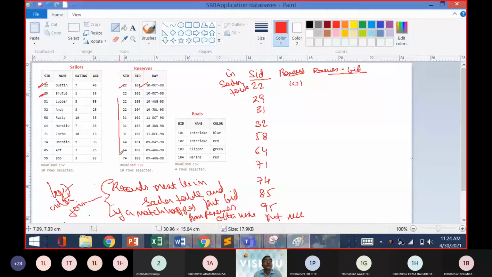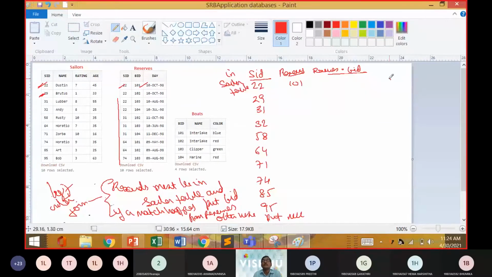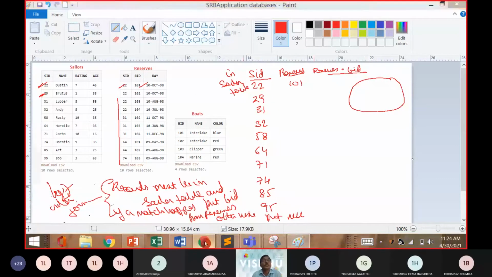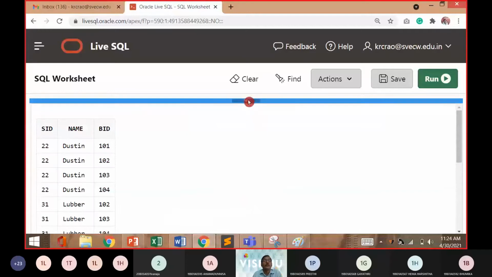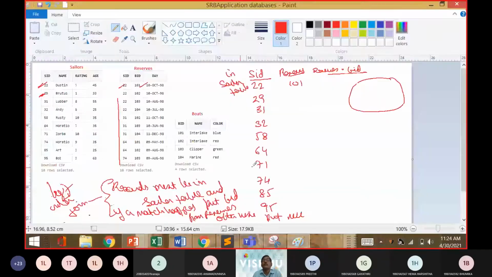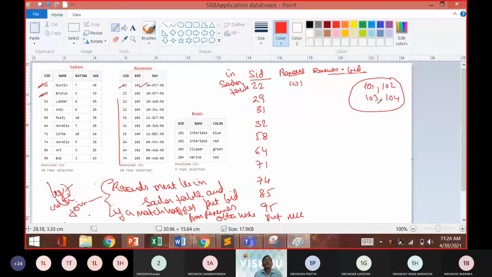29 is not there, right? 29 is not there. So let us check the question again. I want results dot boat IDs. So results dot boat IDs: we have 101, 102, 103, and 104. Now he has reserved 101, right? It is taken up. Next, 29.